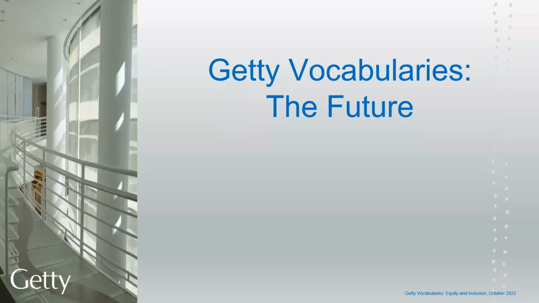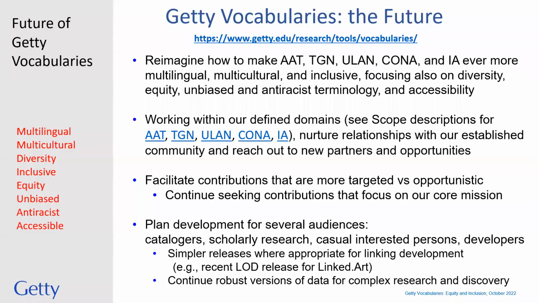Now let's use the last 5 minutes just to look a little bit into the future. We're in the process of reimagining how to make the AAT, TGN, ULAN, CONA, and IA ever more multilingual, multicultural, inclusive, focusing also on diversity, equity, unbiased and anti-racist terminology, and accessibility. So we're working with our traditional partners and looking also for a broader set of contributors to work on these projects.